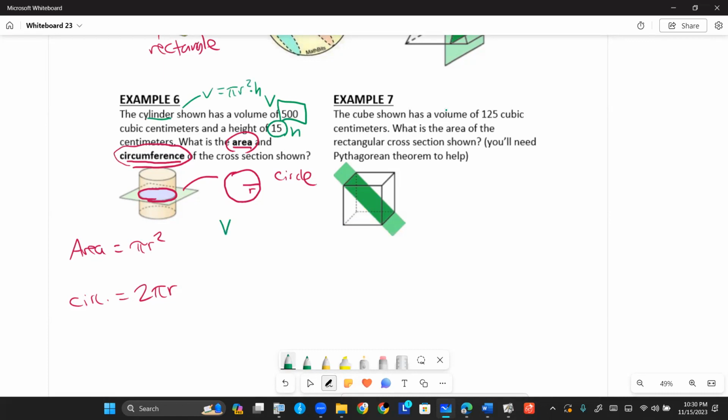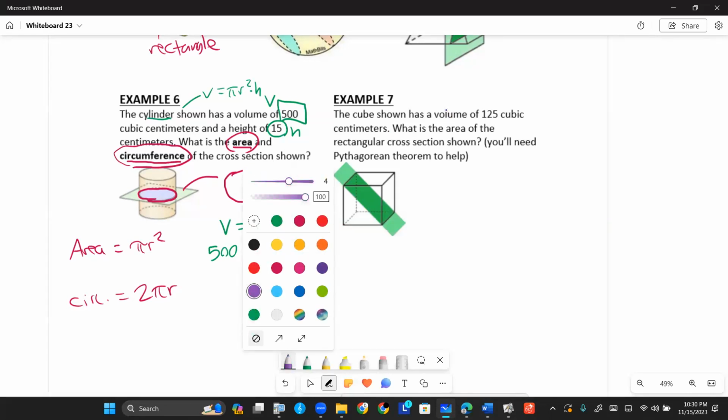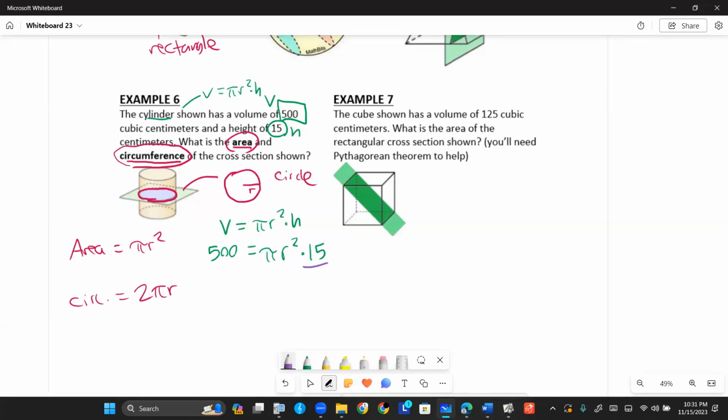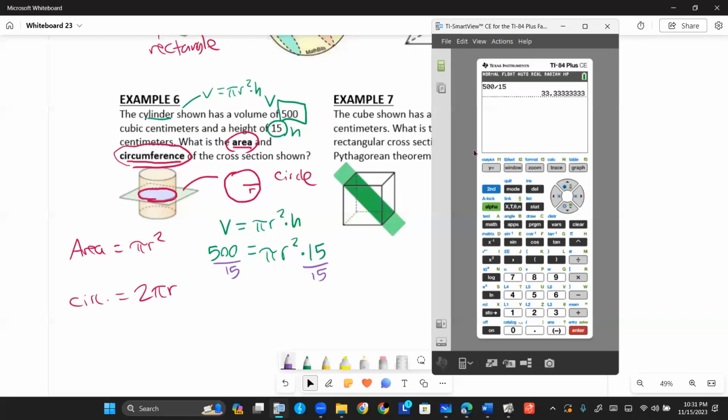So I'm going to write the formula down. V equals pi r squared times the height. And I'm going to plug in my V. My V is going to be 500 equals pi r squared. And my height is going to be 15. So I'll plug in 15 for h. Now I want to solve this for r. So I'm going to divide both sides by 15. 500 divided by 15 is 33.33, or about 33 1/3.